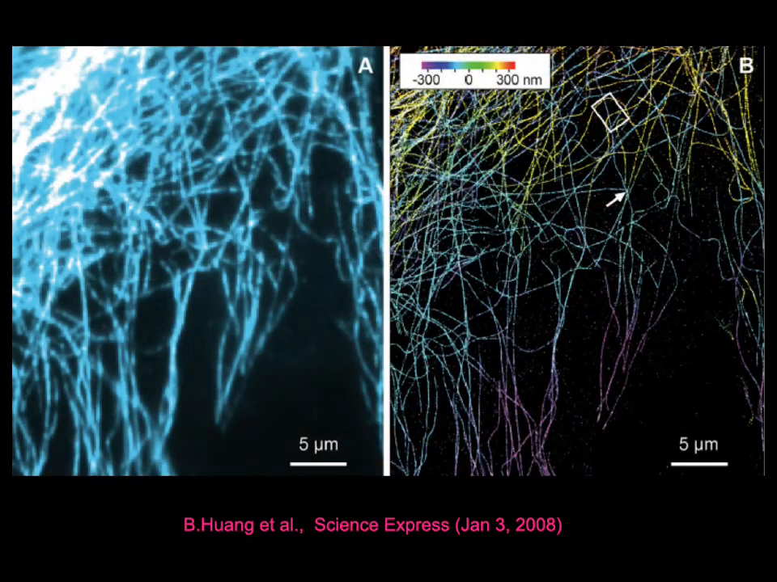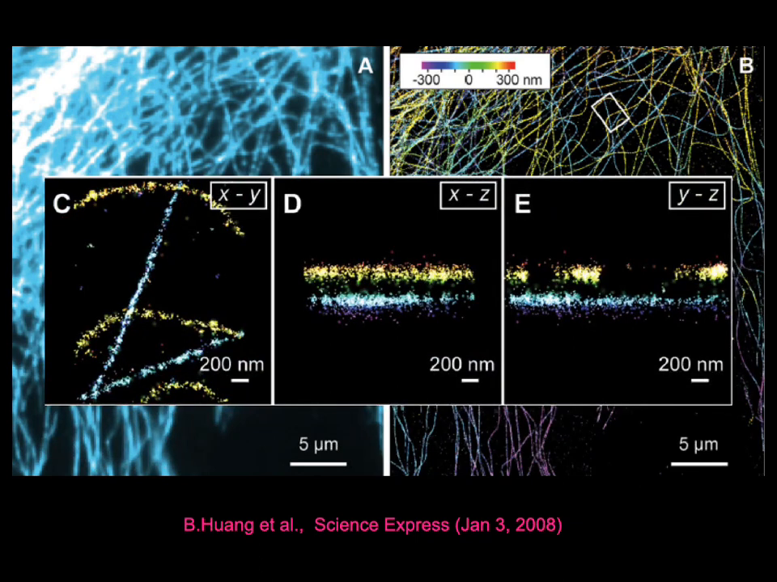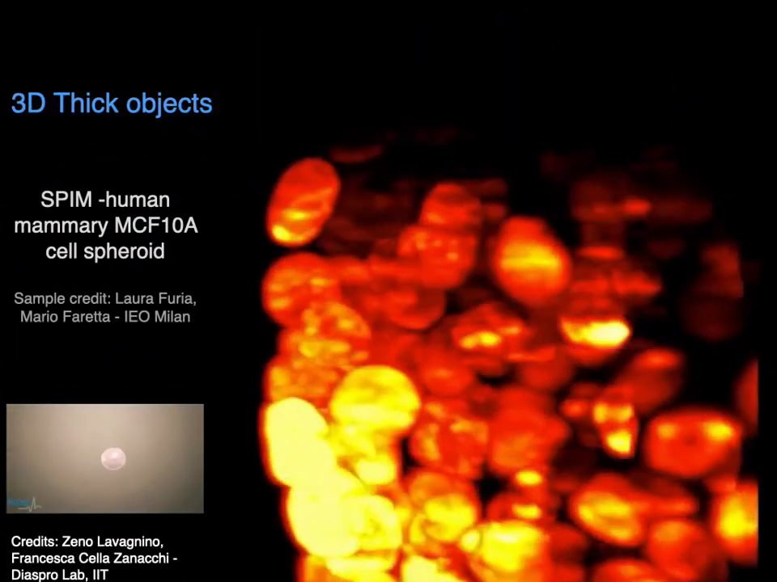Maybe you can see it better here, from the left to the right, including the Z. But maybe, well, I'm quite sure, you notice that this is imaging of thin objects, single cells, filaments. What about thick objects?